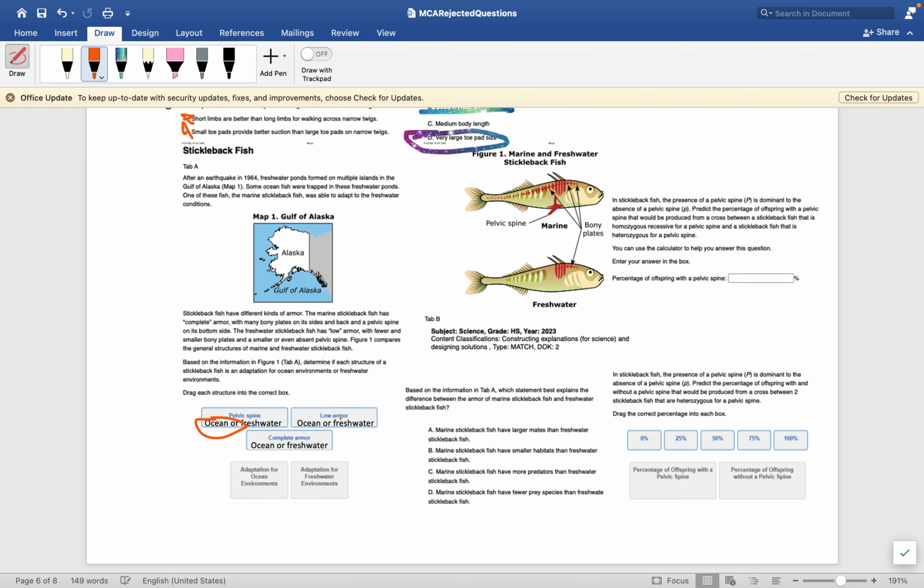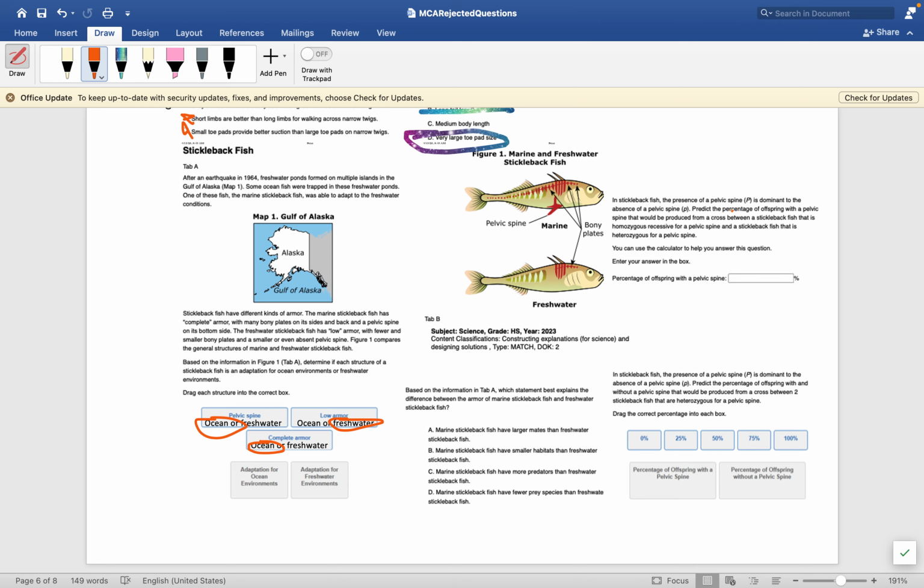We would circle ocean. Low armor. Wow. Looks like these guys have more armor than the freshwater. But it says low armor. So these guys have more, so these guys have low. So that would be freshwater. Tricky, tricky. Complete armor. And that would obviously be our ocean. They are armored. Okay.